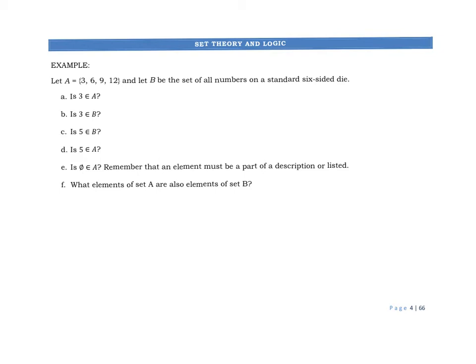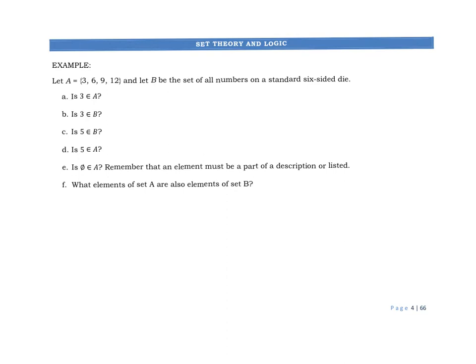Let set A be a set with elements 3, 6, 9, and 12, and let set B be the set of all numbers on a standard 6-sided die. I found some students have a little bit more success if they go ahead and list those elements, if they can. Almost forgot the 5. Oops.